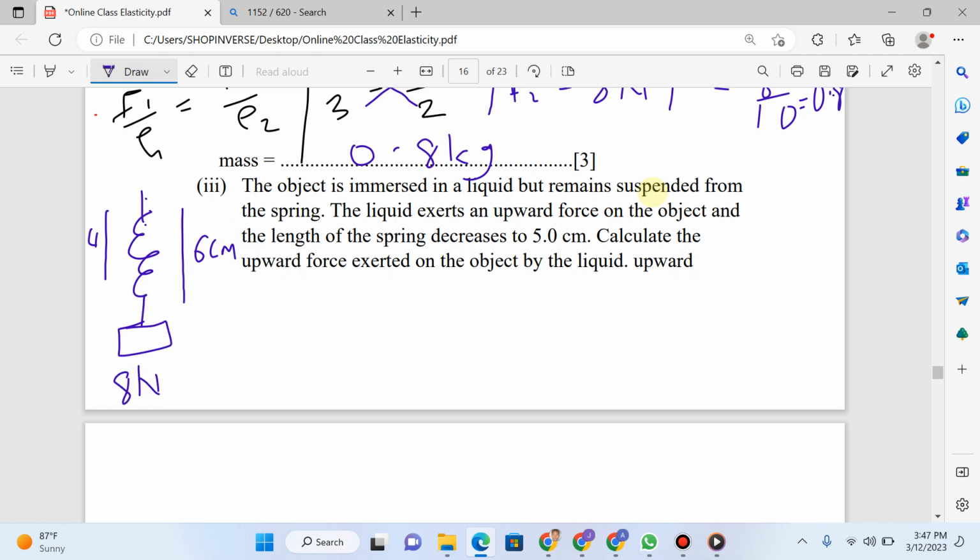Now we immerse this in water. What happens? The weight is 8 Newton, but because you have dipped it in water, there will be an upward force called upthrust. This upward force tends to push the object upward, as if it wants to float. So how do you get the upthrust? That's what we want to calculate.